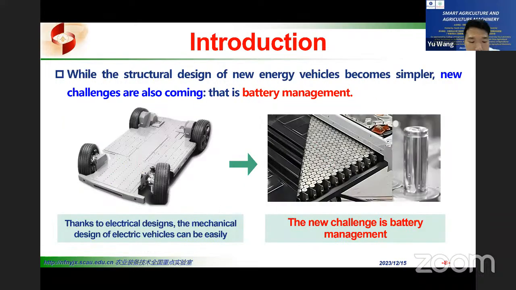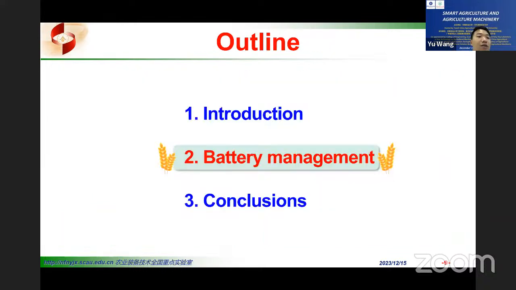With the increasing simplification of the structural design of new energy vehicles, we are also facing new challenges. That is battery management. The advantages of electrical design have made the mechanical design of electric vehicles easier, but the issue of battery management has become more prominent. Let's take a look together at why battery management is necessary.